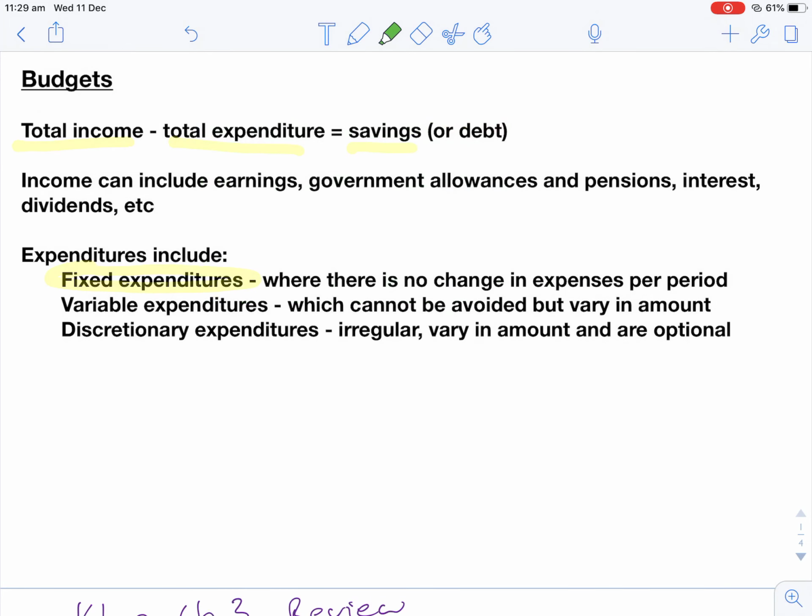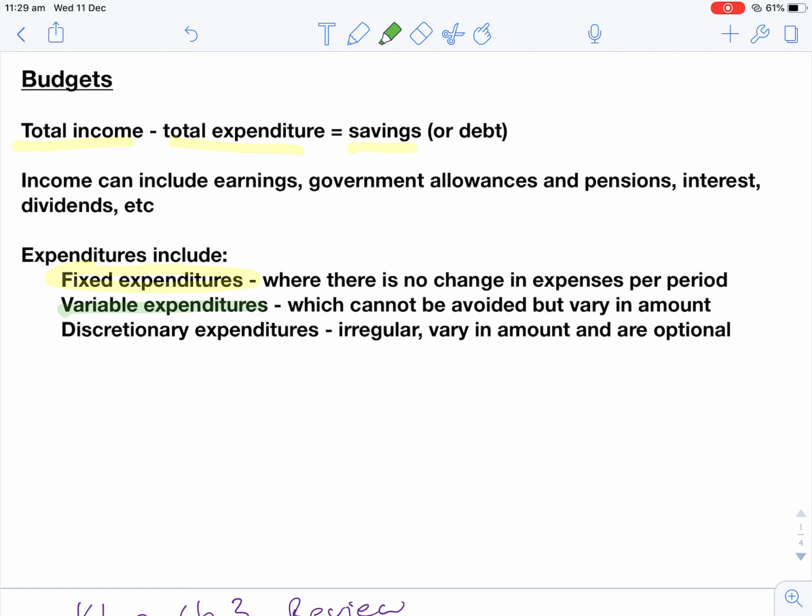So for these ones, variable expenditures, it could be things like my fuel. I definitely need some fuel each week to get to work, but the amount of fuel that I use might change depending on where else I go. So that would be a variable expenditure.